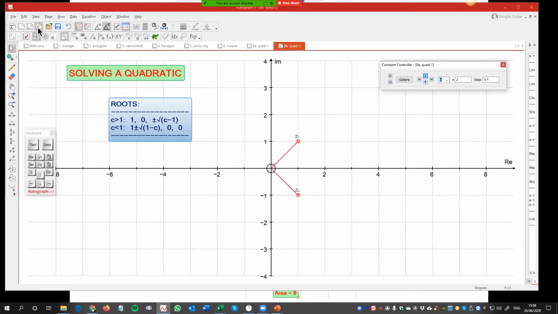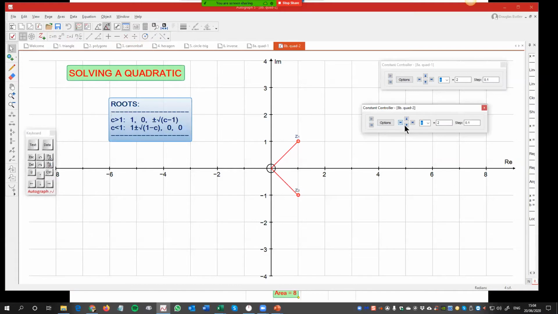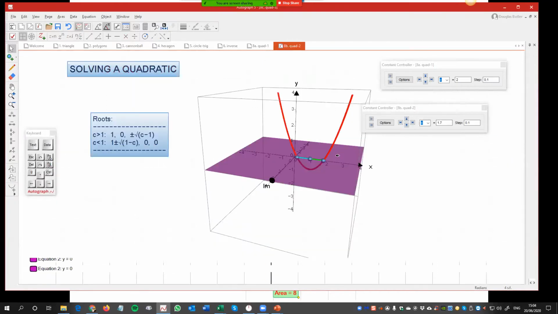Because Autograph now has a complex numbers page, an Argand diagram page. So exactly the same algebra here, but now we've got a different constant controller. And we move this up and down, and you can see you've got 2 complex roots at the moment, then you've got 2 real roots. But then I've long thought that actually the Argand diagram really should be in 3 dimensions, because this is x, and there's y, but this is sort of a z in a way, isn't it? So let's take a look at this in 3 dimensions.